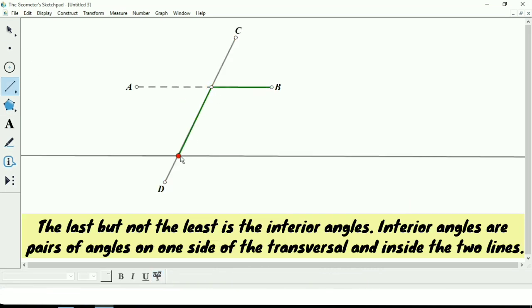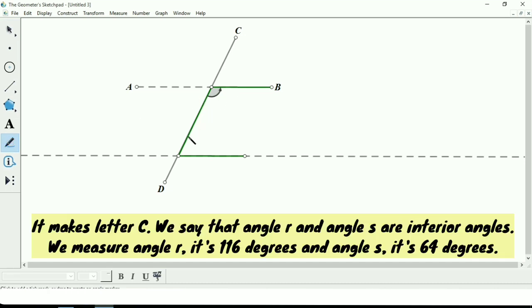The last but not the least is the interior angles. Interior angles are pairs of angles on one side of the transversal and inside the two lines. It makes the letter C. We say angle R and angle S are interior angles. We measure angle R, it's 116 degrees, and angle S, it's 64 degrees.